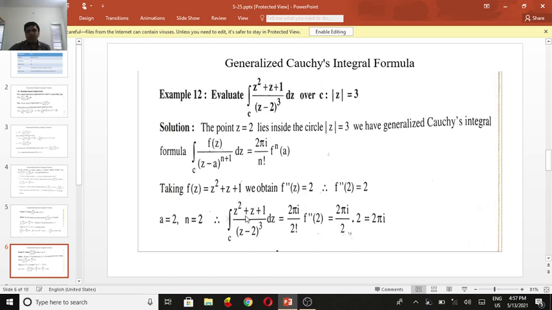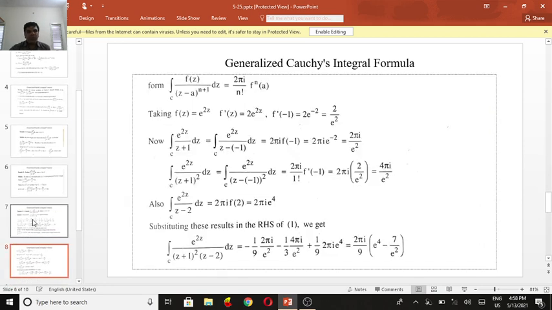Now I come back to the problem. The integral of z squared plus z plus 1 divided by (z minus 2) whole cube dz should be equal to, by the formula, 2 pi i over n factorial, with n factorial being 2 factorial, which is 2. The second derivative at a equal to 2 becomes 2. So the 2 gets cancelled and you get 2 pi i.